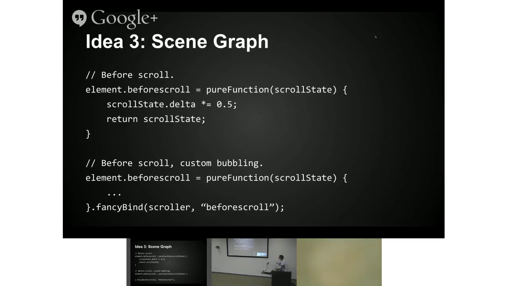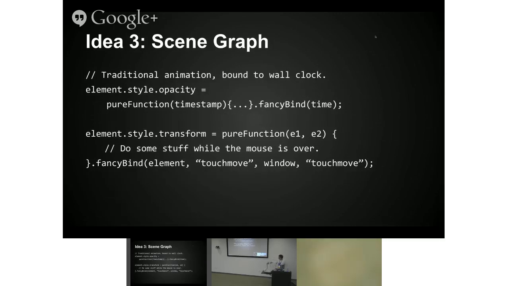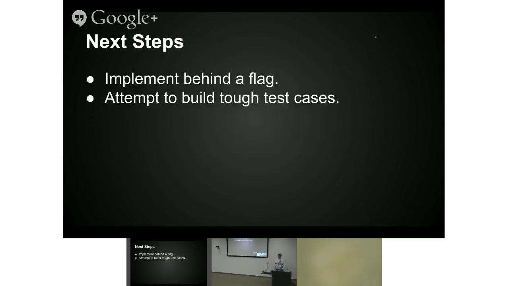Similarly, we can do things with before scroll, and we could also affect the bubbling order. This is stuff that I actually haven't vetted with Rick and Tim yet, so take that with a grain of salt. This might be completely bogus. And you could also represent a traditional animation by binding to some special time thing. In such a way, you could get the animation moving, or you could bind to inputs. So those are some of the ideas that I'm considering for the API.